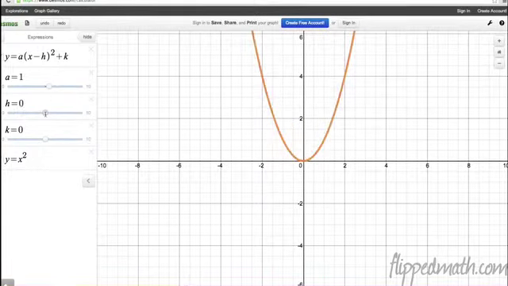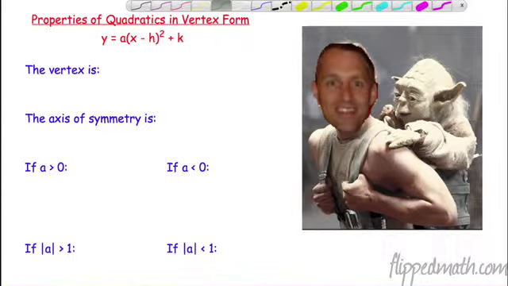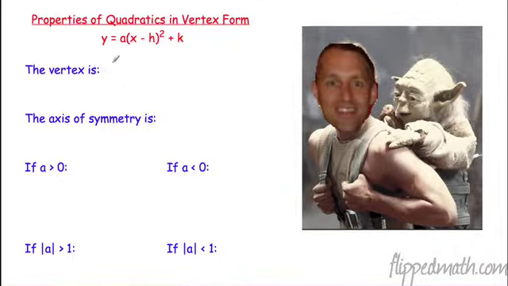All right, if I change the k, it moves the vertex up and down. And k, up and down, is the y coordinate, and h, left and right, is going to be the x coordinate. So let's write that down real quick. All right. So the vertex is h comma k. All right. Now the trick here is this.